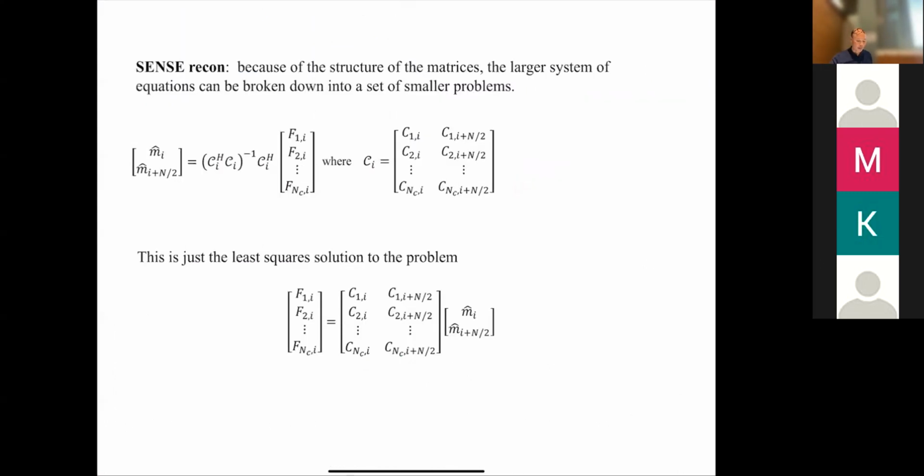Okay, so basically the idea of SENSE recon is, because of the structure of the matrix, the larger system of equations can be broken down into a set of smaller problems where each is just a solution to a fairly small linear system of equations. Okay, so that was the key insight behind SENSE. That was, I think, published in 1999. Okay, and it basically changed how people did MR, like immediately.